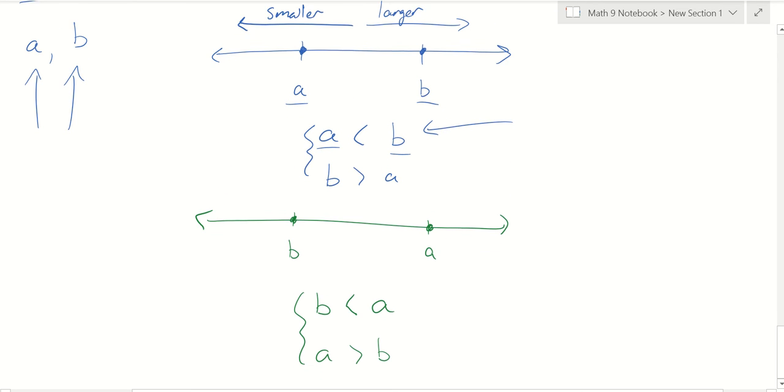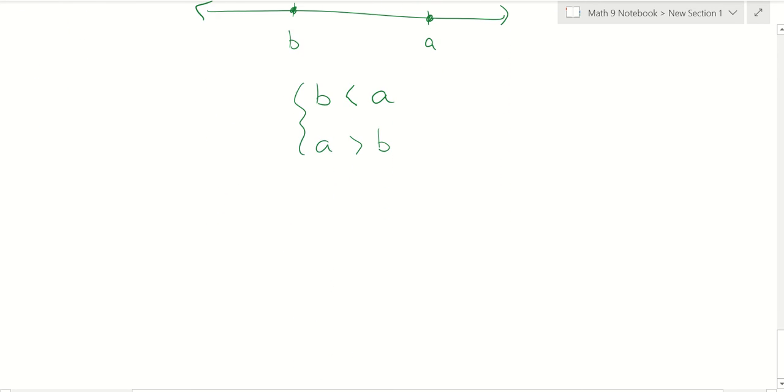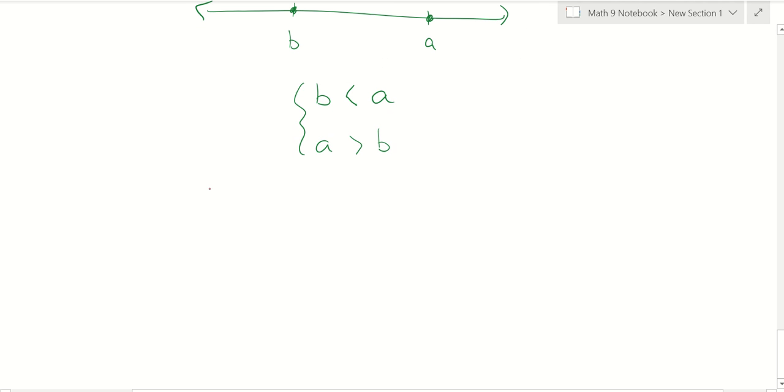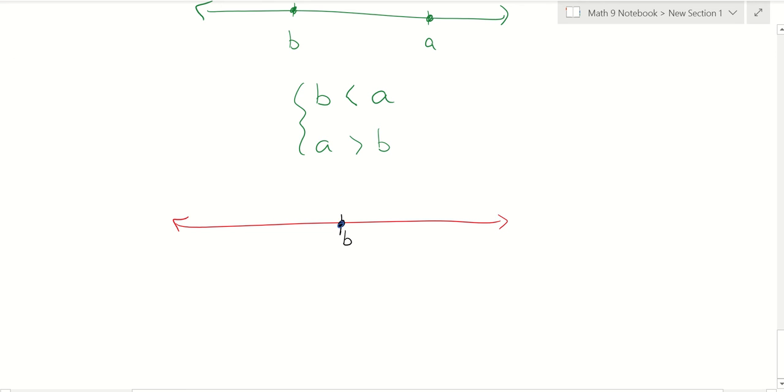So these are some hopefully helpful and instructive number line examples. And let's do one final number line example. It's kind of a silly one, actually. Let's do this in red. So here's another number line. And I'm actually going to show B in black. And then I'm going to show A in blue.